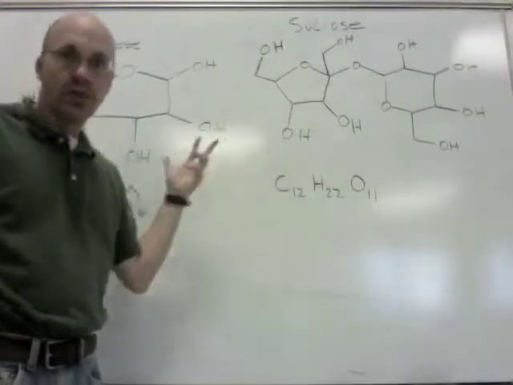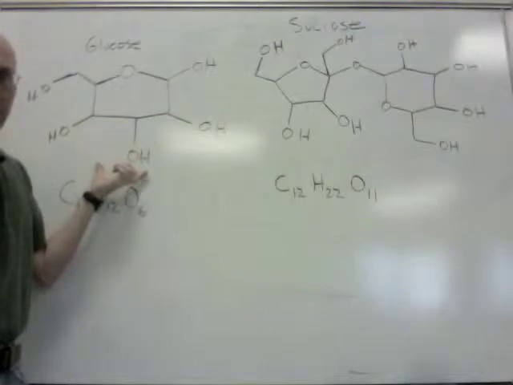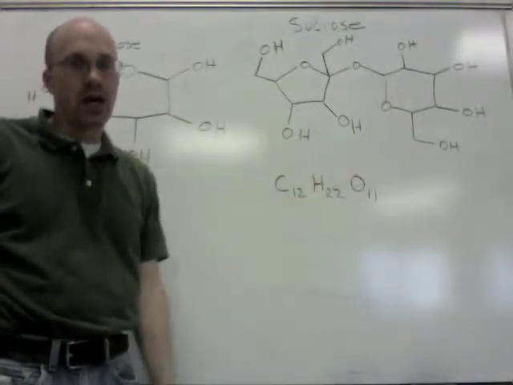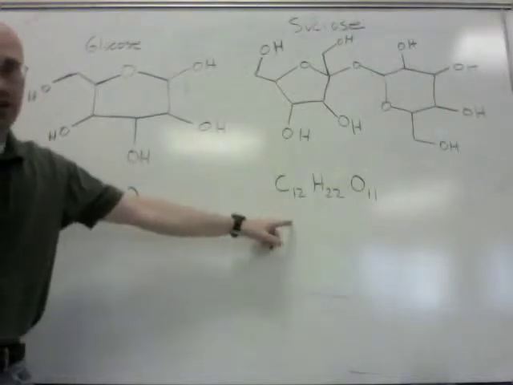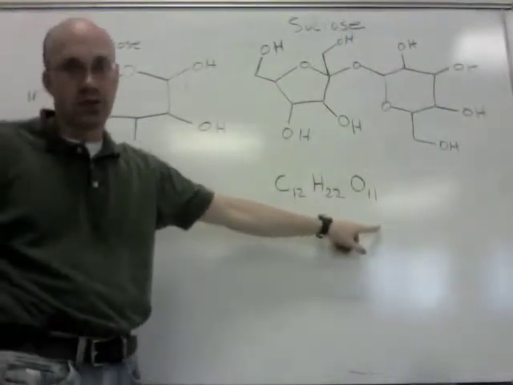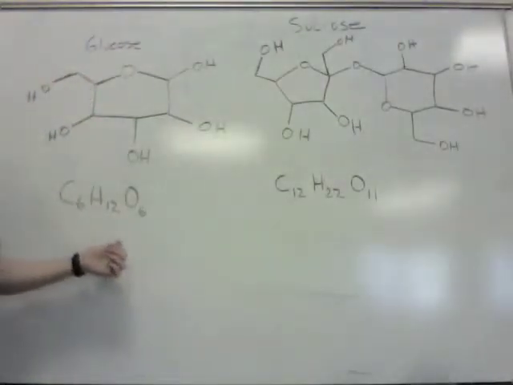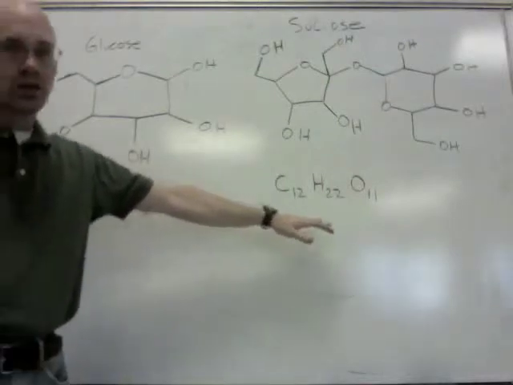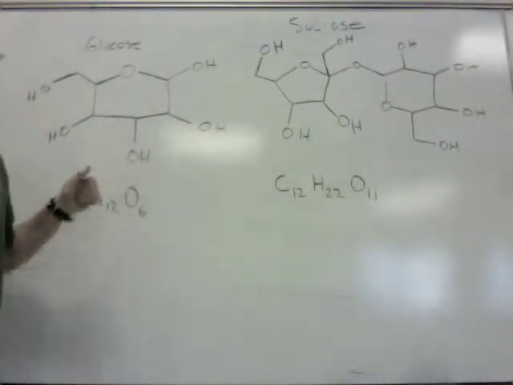So one thing that's obvious about these two molecules is the size. If you take a look at how big this guy is compared to this guy, obviously sucrose is a larger molecule. If you were to take the formulas, this is C12H22O11. Do the same for glucose, it's C6H12O6. Sucrose is almost twice as big as a glucose molecule.